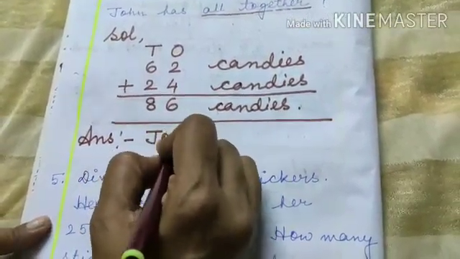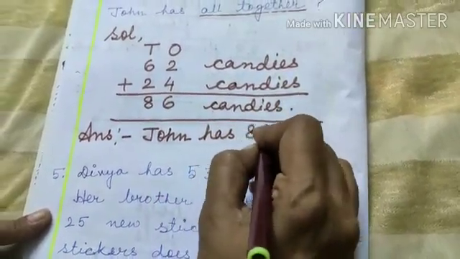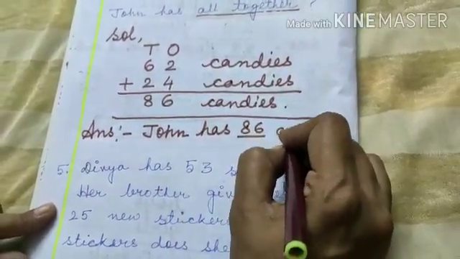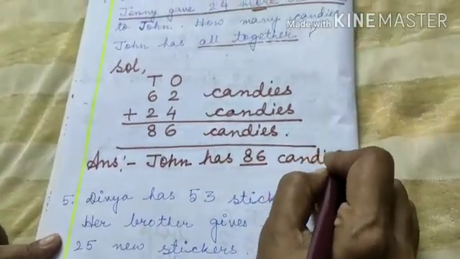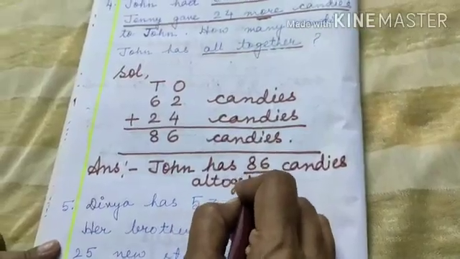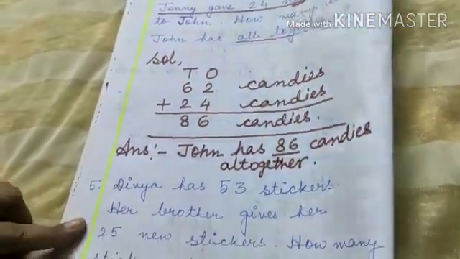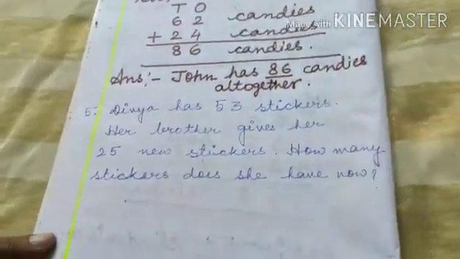John has 86 candies altogether. Okay? Now, the last one.